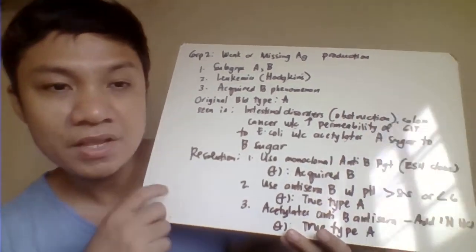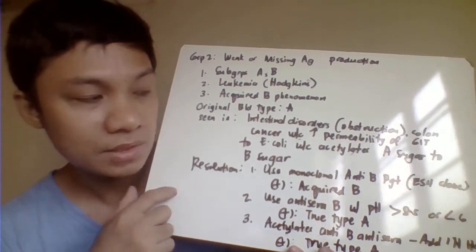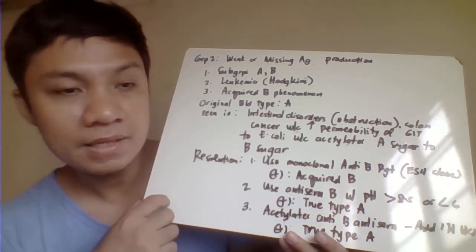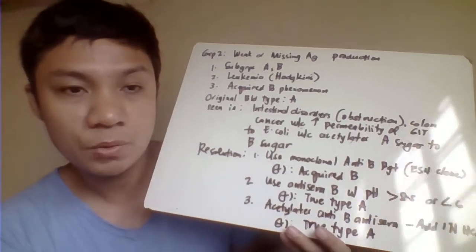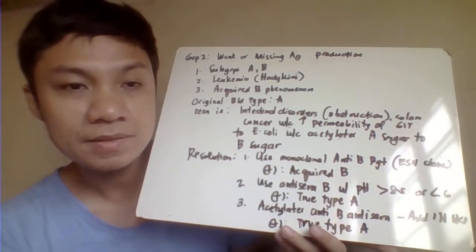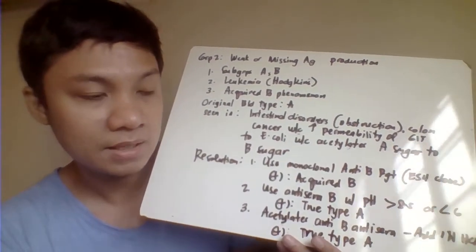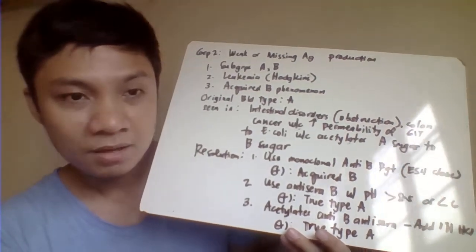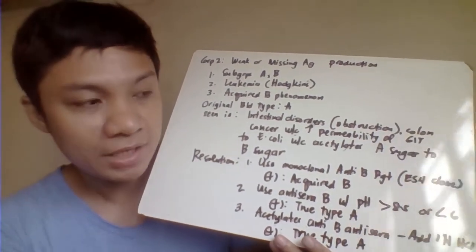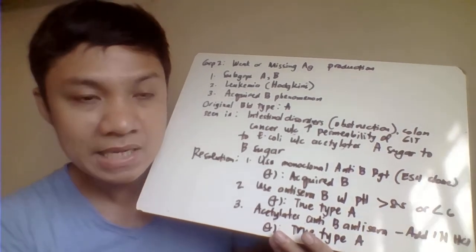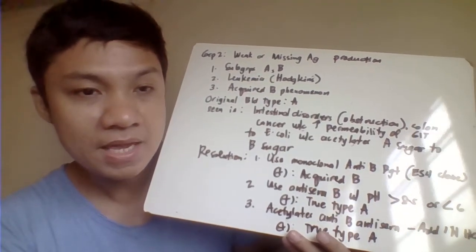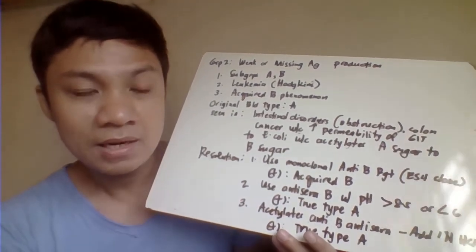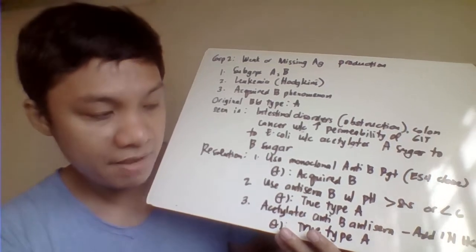Okay, to resolve the problem related to acquired B, number 1, you can use a monoclonal anti-B antisera, which is your ES4 clone. This one is more likely to be positive if the patient has acquired B phenomenon. On the other hand, you could also use an antisera which has been modified to a pH of more than 8.5 or a pH of less than 6, so our anti-B would only be reactive with the true type B individual but not with your acquired B phenomenon.